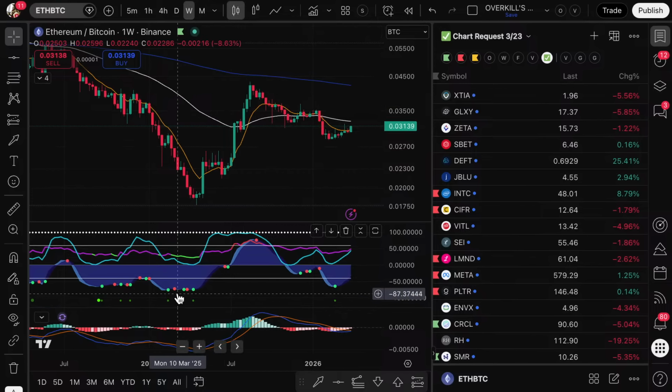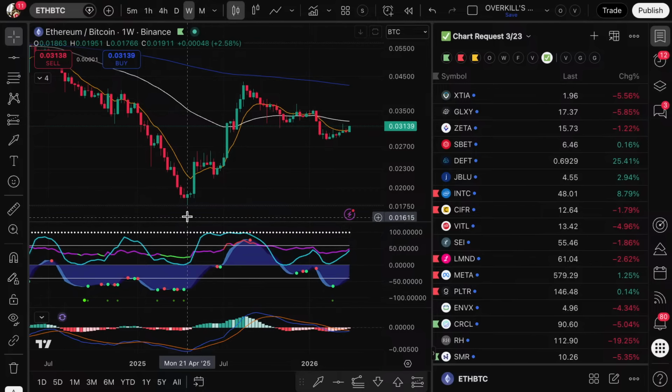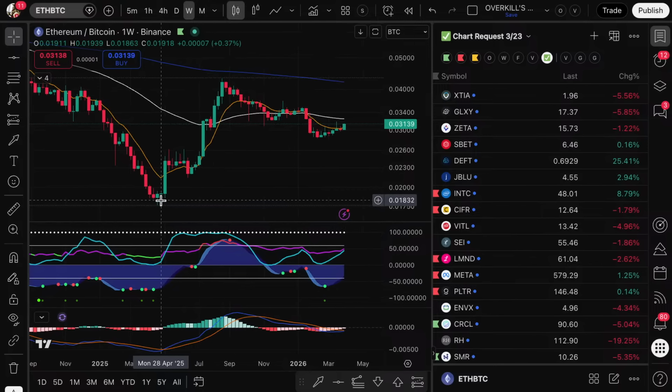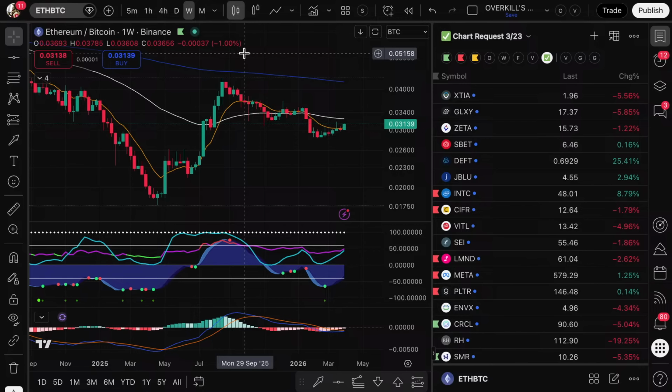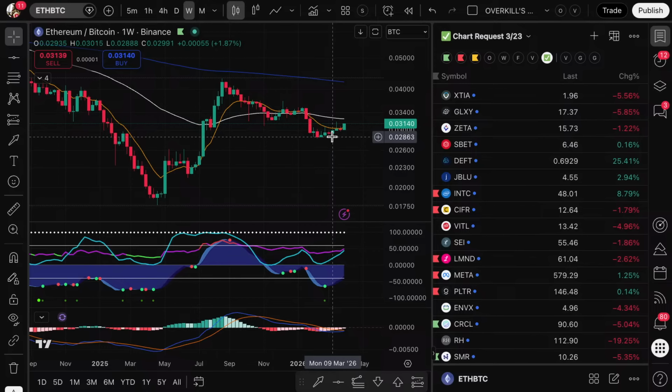Okay, so you can see we got a bunch of signals back here in March and April, and Ethereum had a huge move last year from April all the way up here to August. It completely outperformed Bitcoin, and it's pulled back from August. You can see we got the sell signal right there in September. It's pulled back for like 8-9 months now.